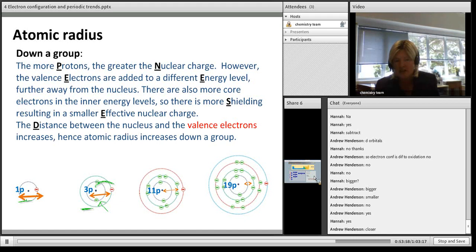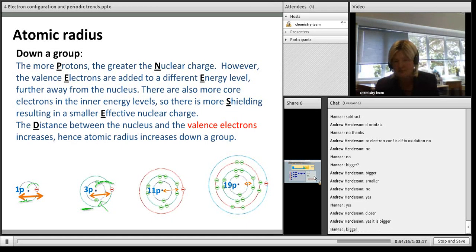But what can you tell me about the distance between the nucleus and the valence electrons? Is it a bigger distance, or the same distance, or a smaller distance than that? It's a bigger distance, so it's further away. So think of that Coulomb's law. The bigger the distance, the weaker the attraction. It's like holding two magnets further and further apart. Eventually you're not going to feel any attraction between them because they're too far away.